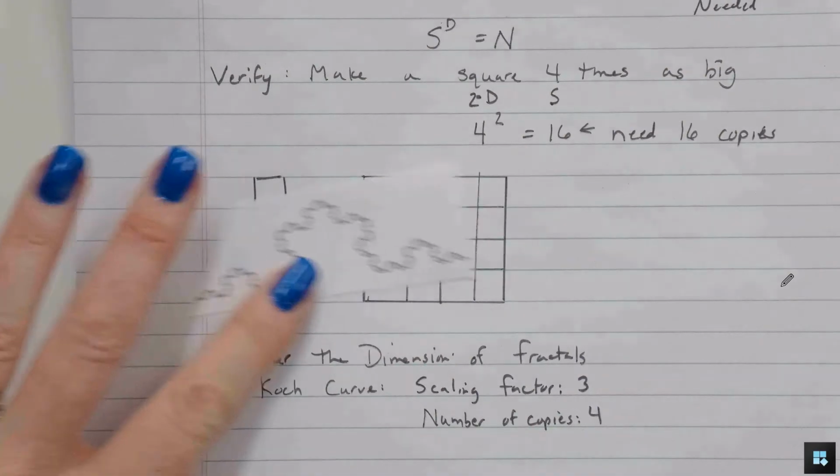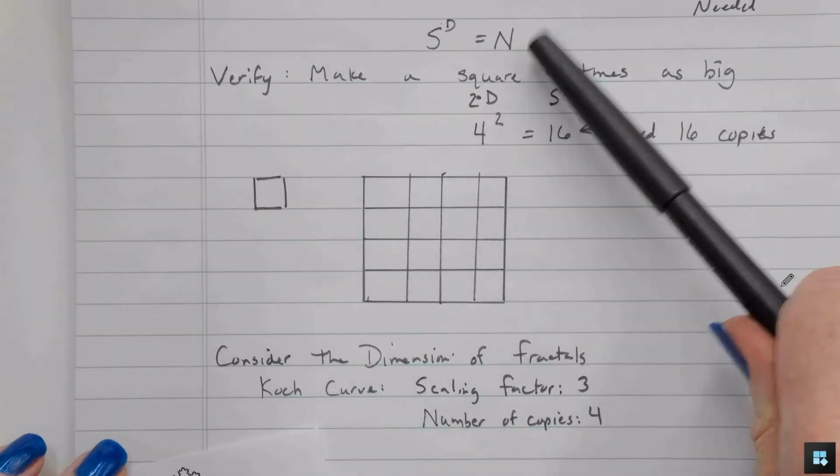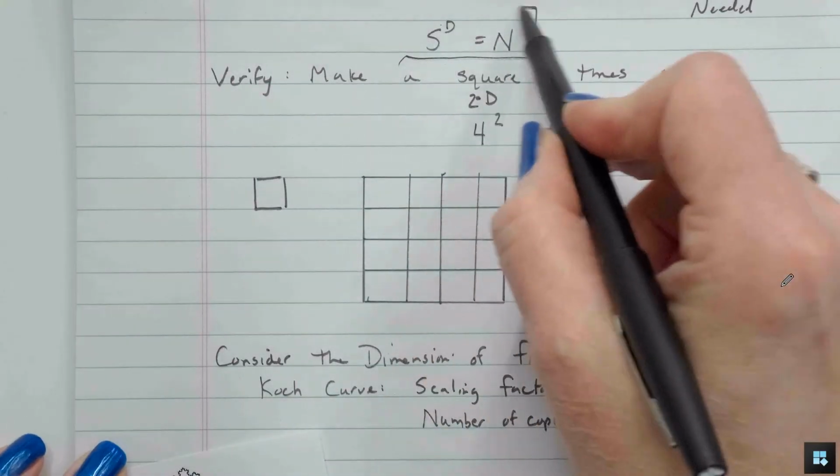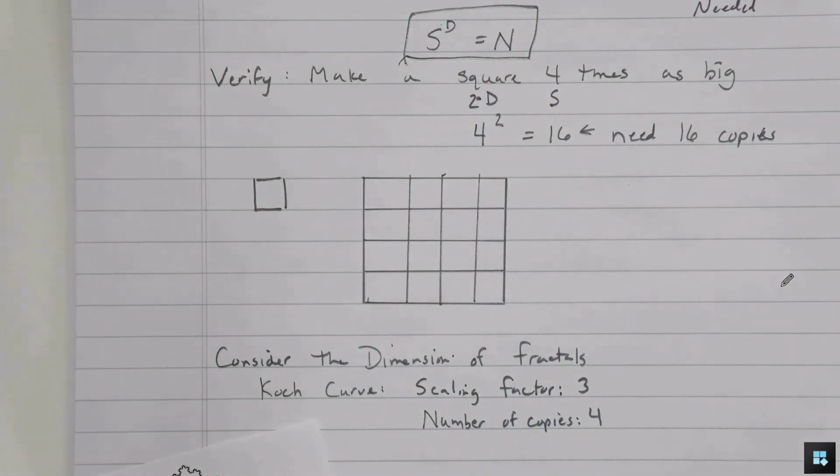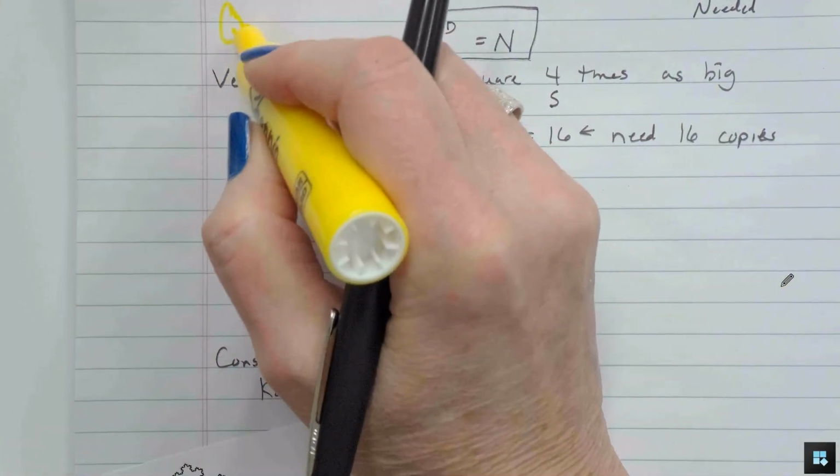So we're using S to the D is N. This, by the way, you should write on your 3x5 card, okay? For quiz 3.